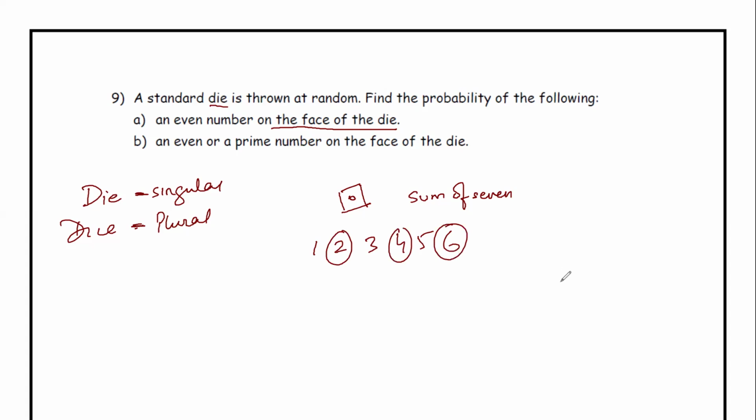So remember my sample space is 6 and my event out here is an even number. So that's 3. So the probability of getting an even number is half. And therefore getting an odd number is also half. So that was very simple, half. 3 out of 6. Next: an even or a prime number on the face of the dice. Now, such questions, you could use the Venn diagram concept and solve it.